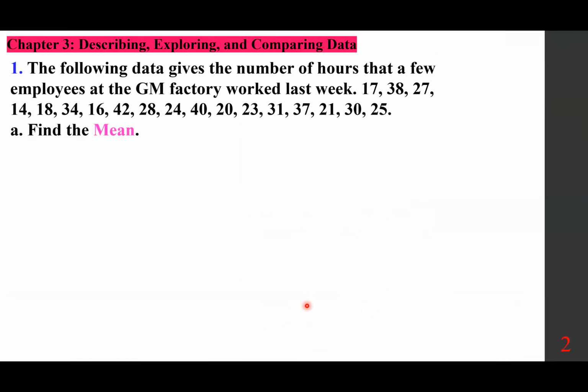The following data gives the number of hours that a few employees at the GM factory worked last week. 17, 38, 27, 14, 18, 34, 16, 42, 28, 24, 40, 20, 23, 31, 37, 21, 30, and 25. Find the mean. Perfect.